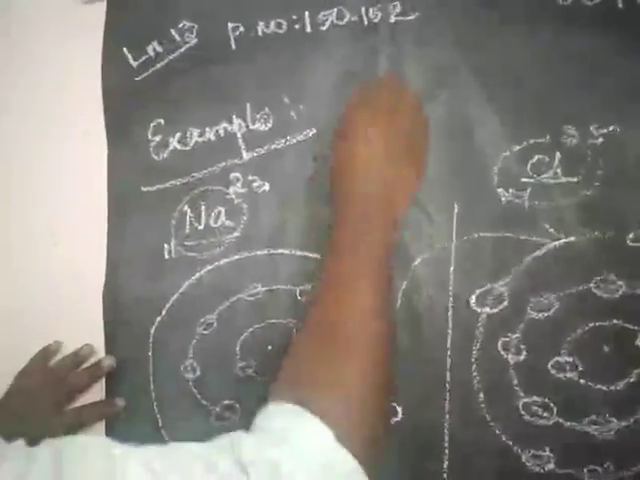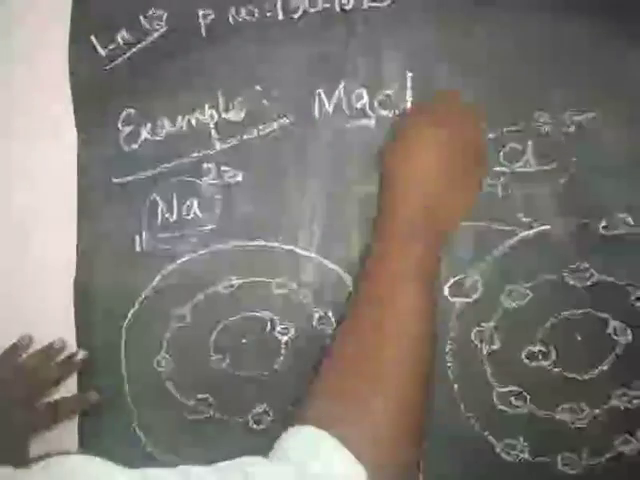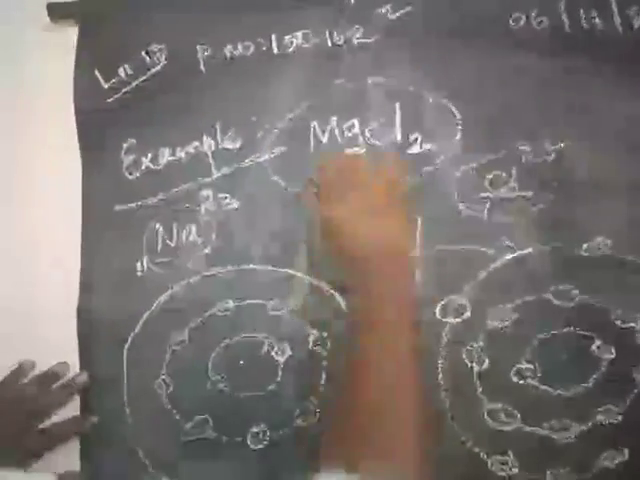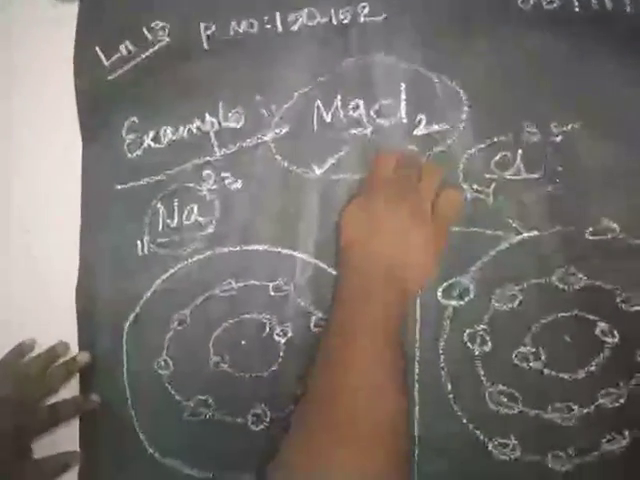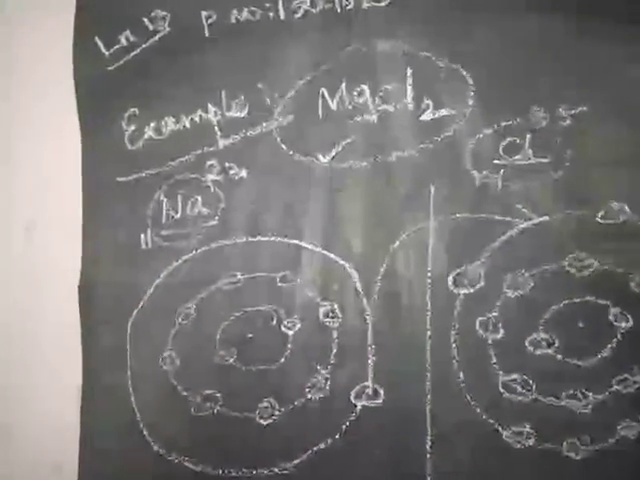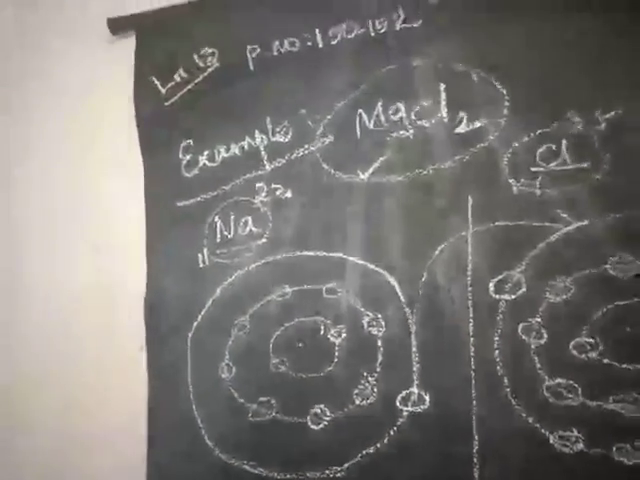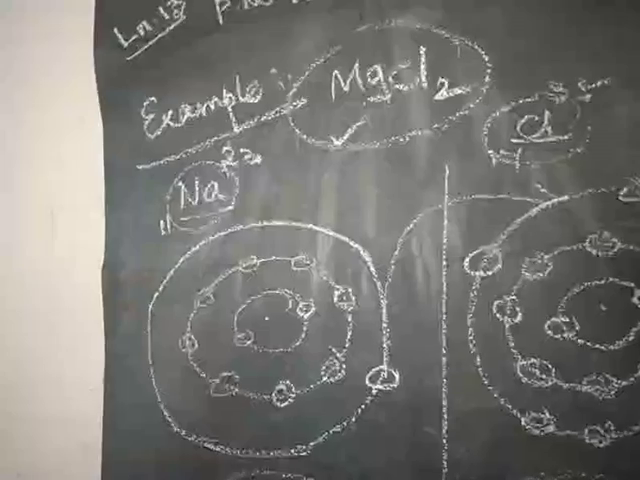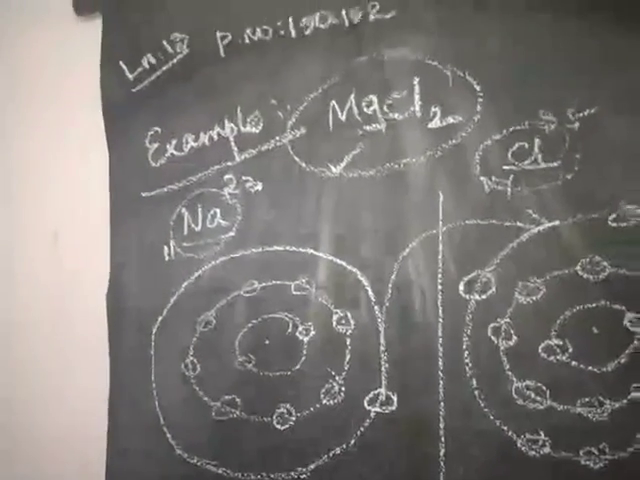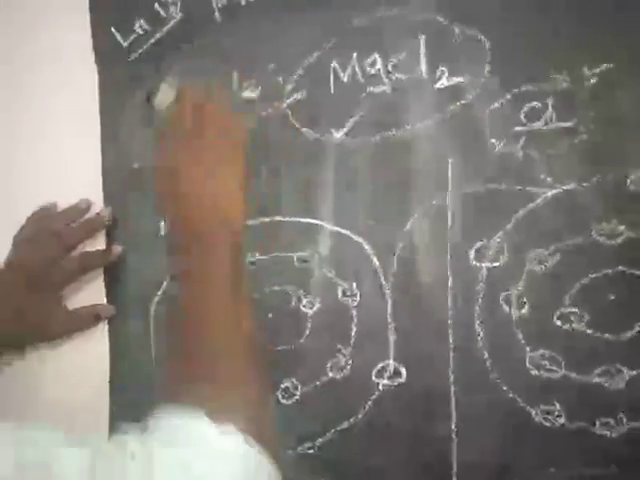Okay, second example, which is given in the book itself: magnesium chloride. Magnesium is also an example of what? Metal, and chlorine is a non-metal. So the ionic bond is formed between metal and non-metal.